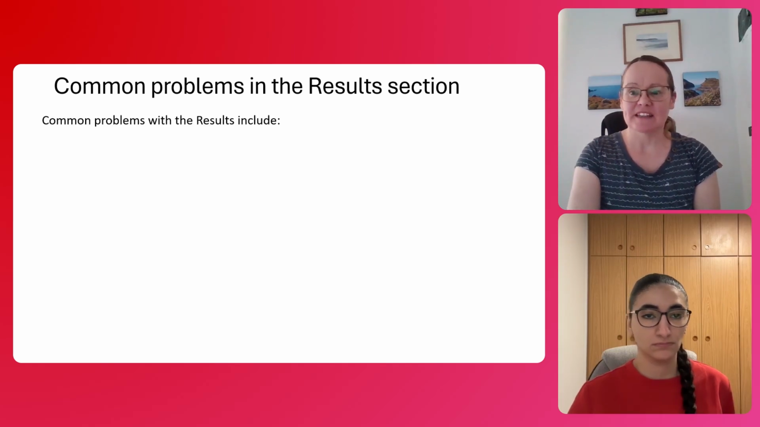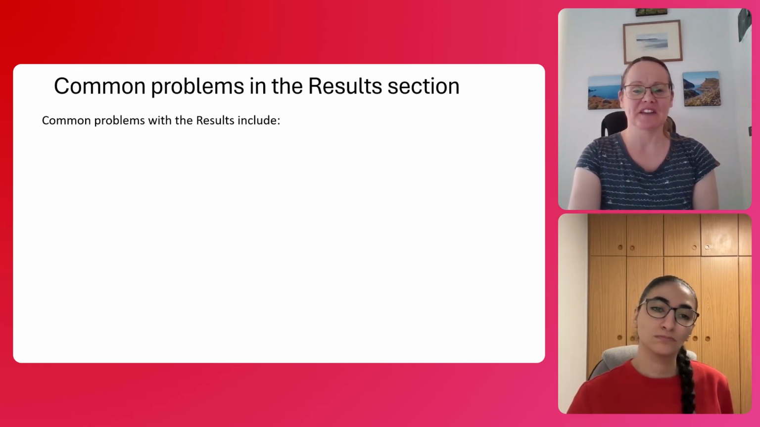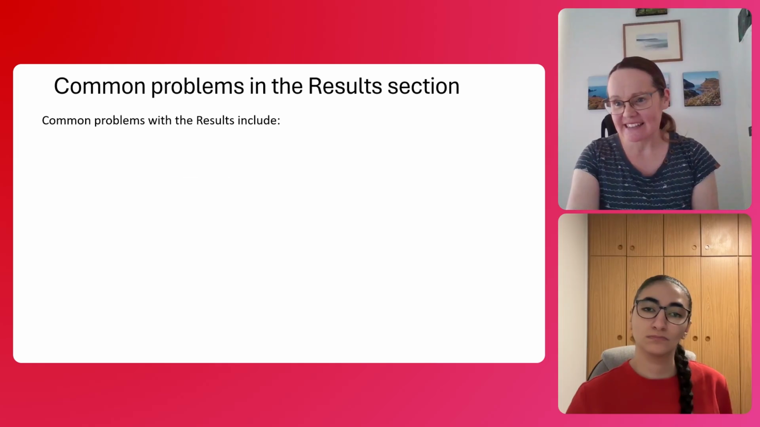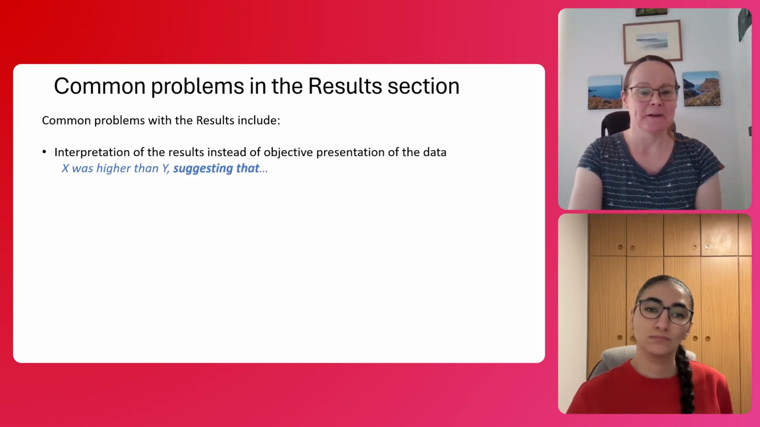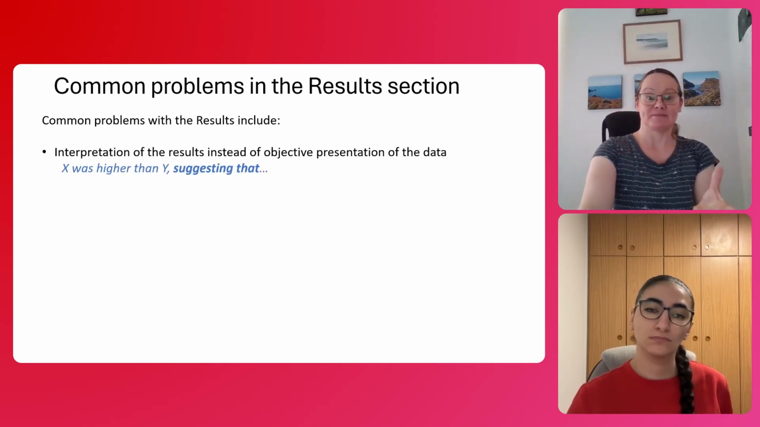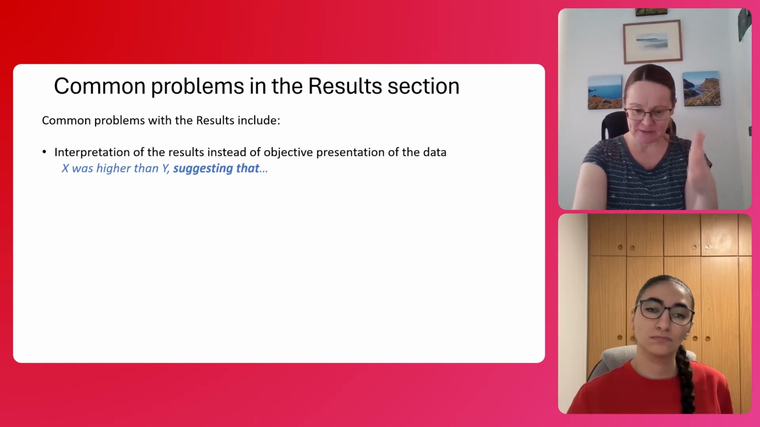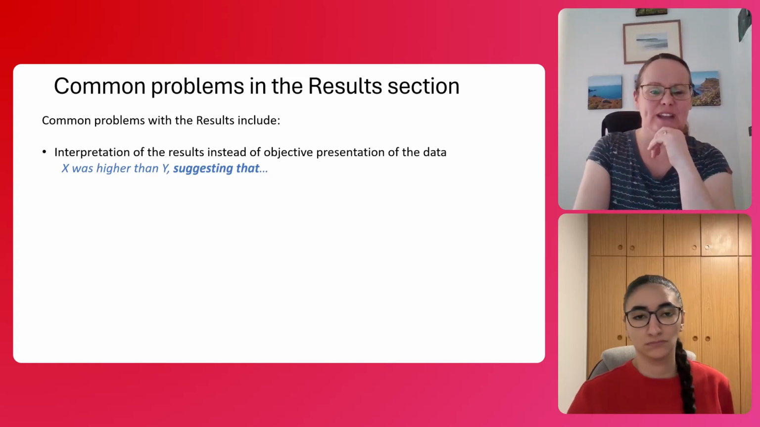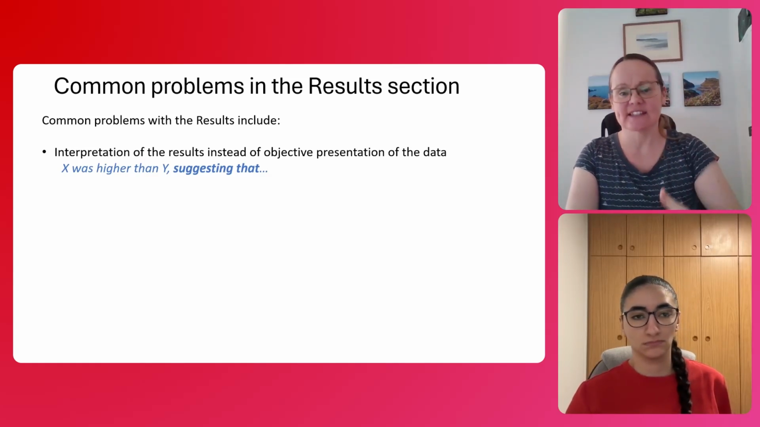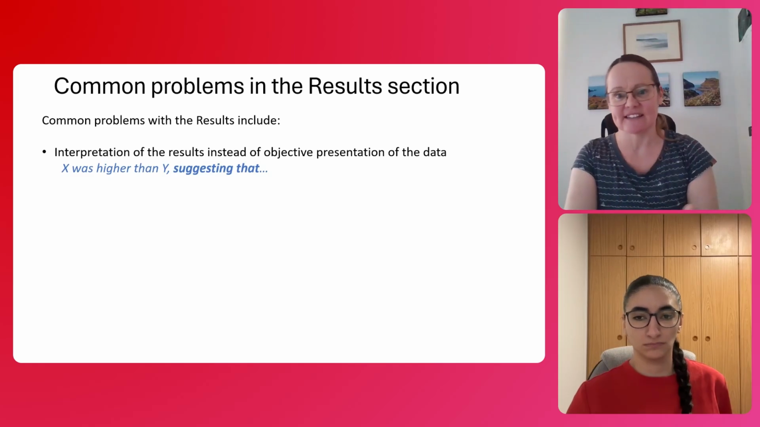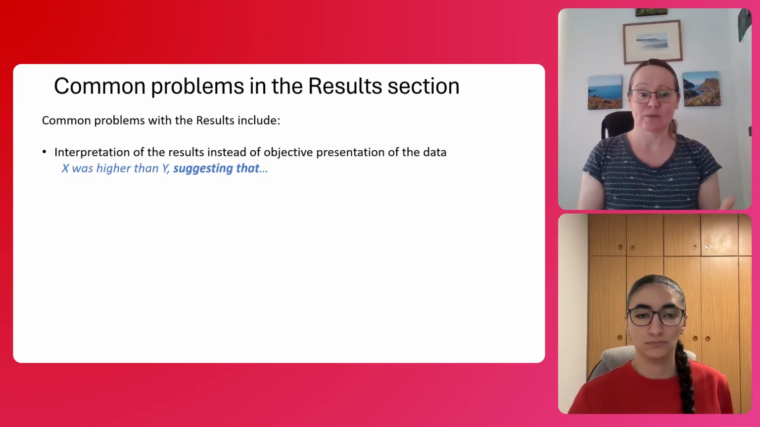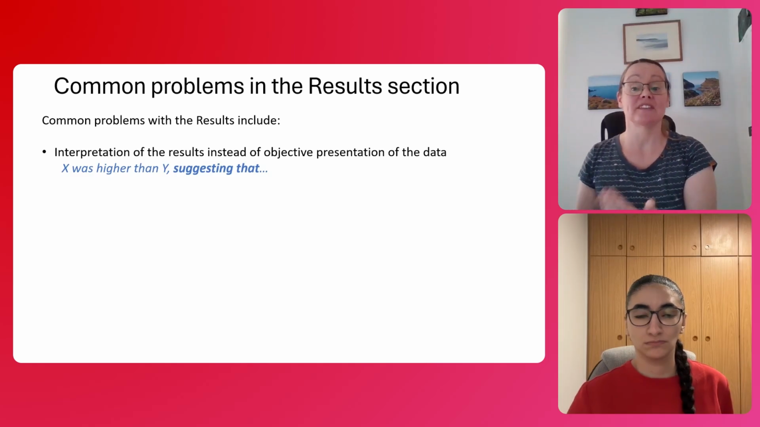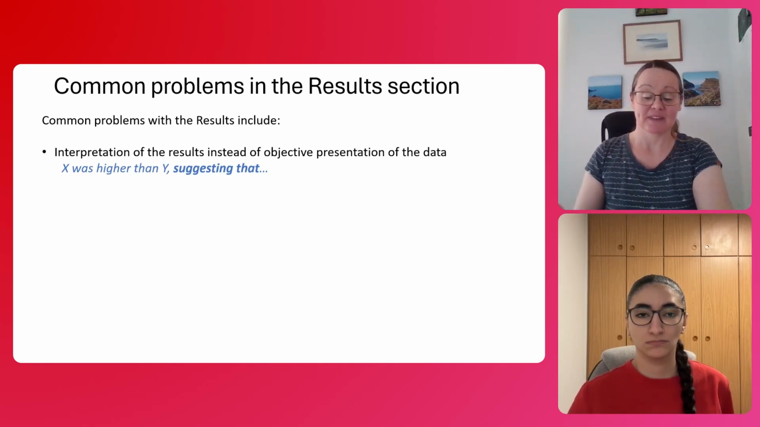Common problems in the results section, things that I often see in research papers that I edit, is interpretation. Remember we're objectively presenting data, so look out for any phrases like suggesting that, showing that, indicating that. Here your job is to say what the data was, and then later on, in the discussion, you can tell the reader what it means.